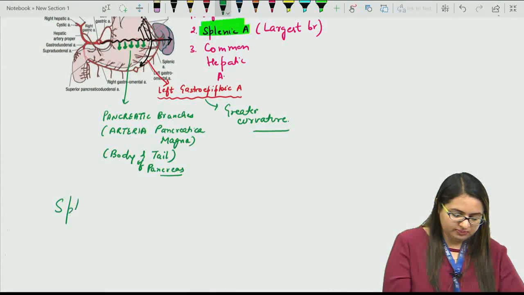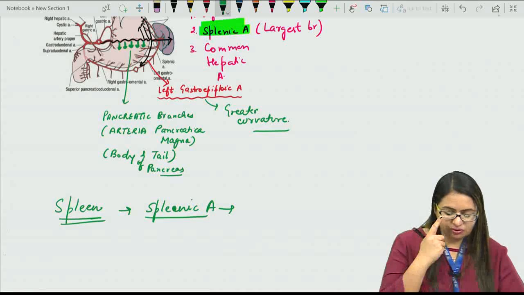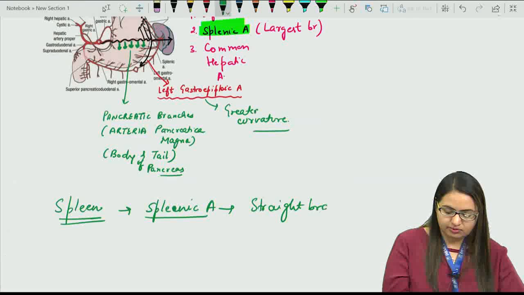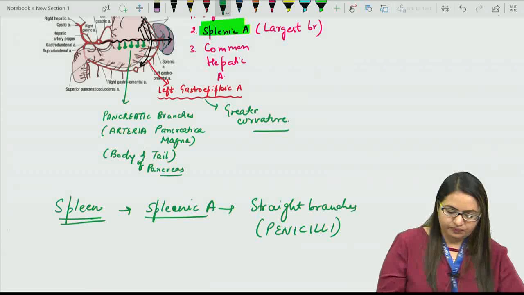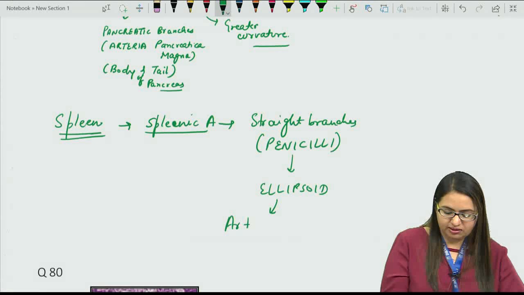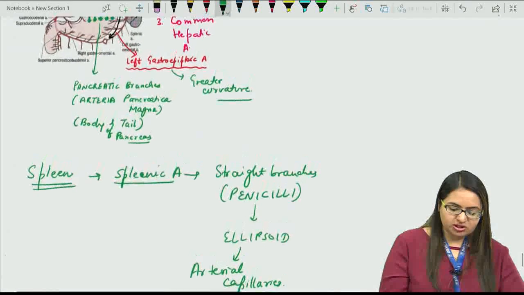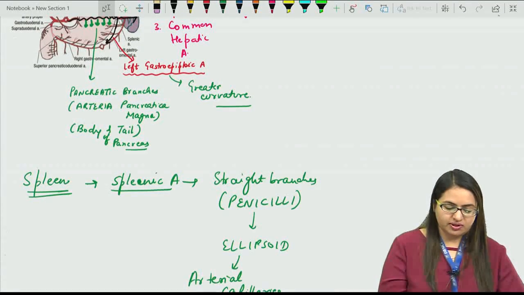So as it reaches the spleen, the splenic artery divides into branches which are the straight branches, and they are termed as penicilli. Later on, they will form the ellipsoid, which will form the arterial capillaries later on. So these branches which are given within the spleen are the non-anastomosing branches.